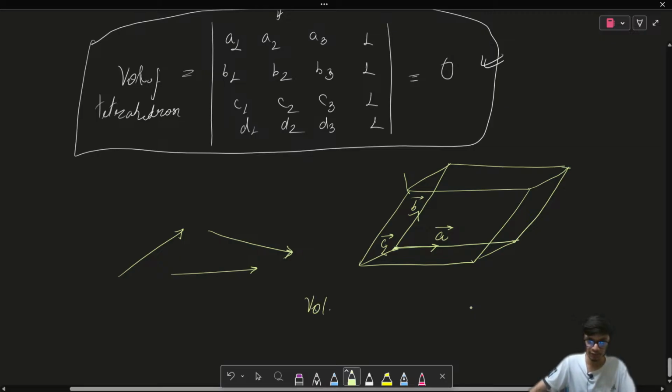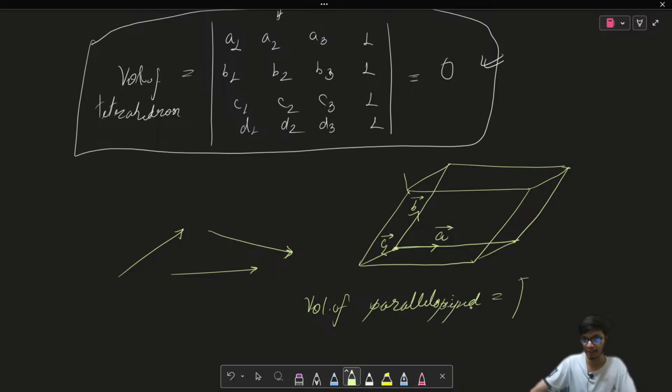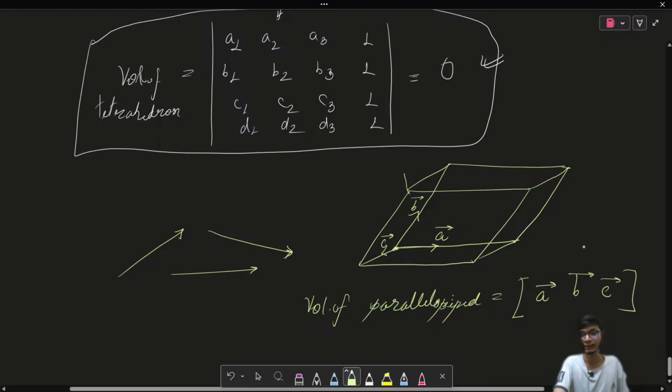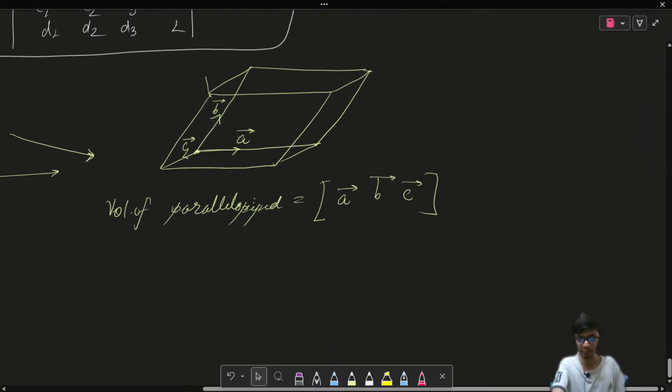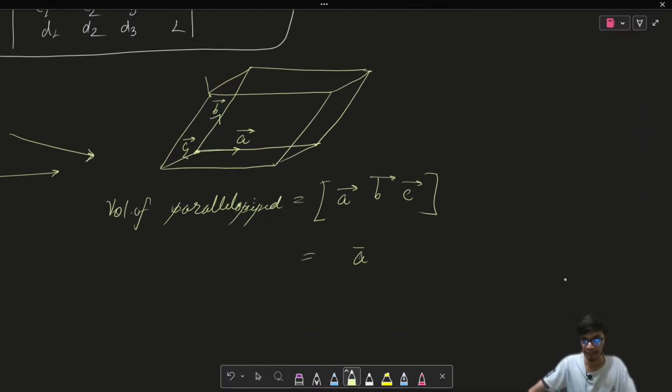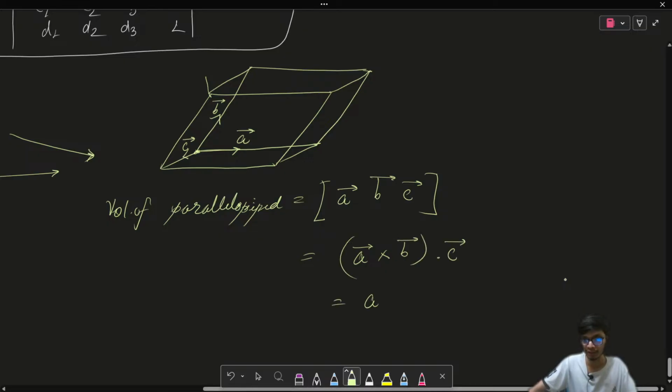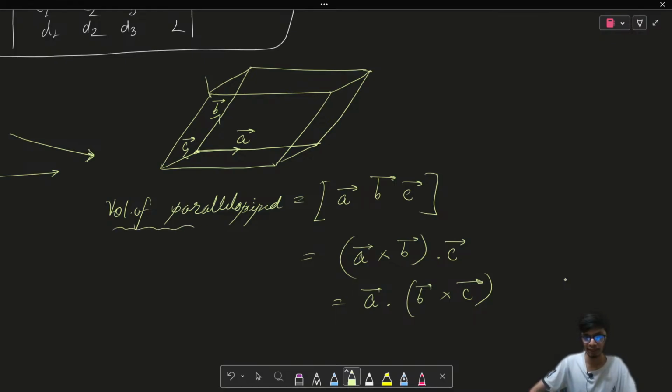And then if I need to find the volume of this parallelepiped, this can be given as the scalar triple product of a vector, b vector, and c vector, which is defined as a vector cross b vector dot c vector, or it may also be defined as a vector dot b vector cross c vector. If I am able to find this relation, I will get the volume of the parallelepiped, right?